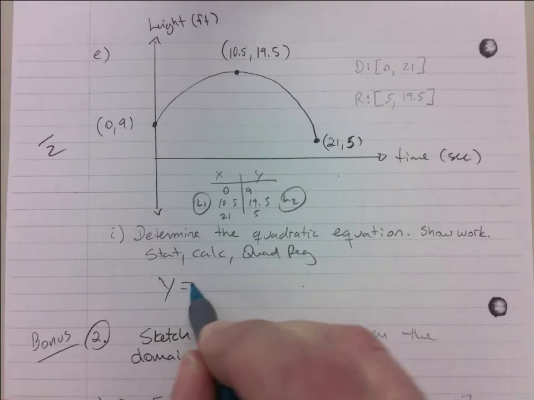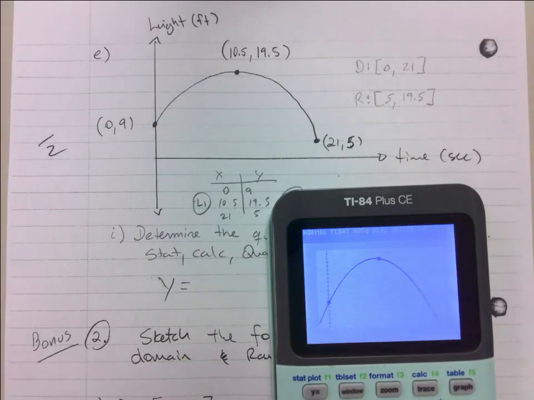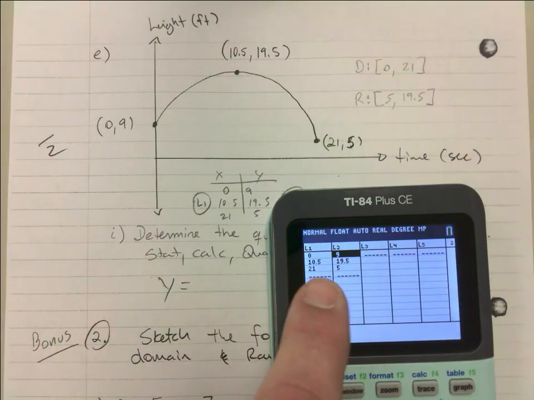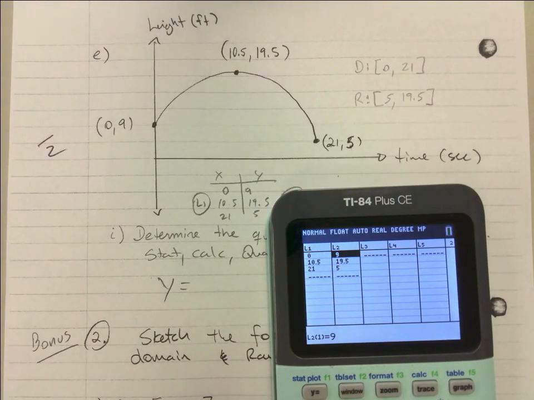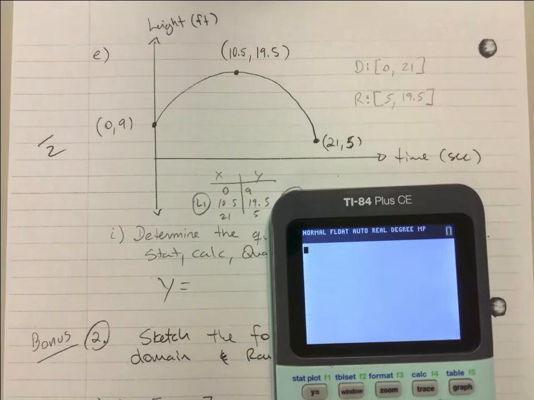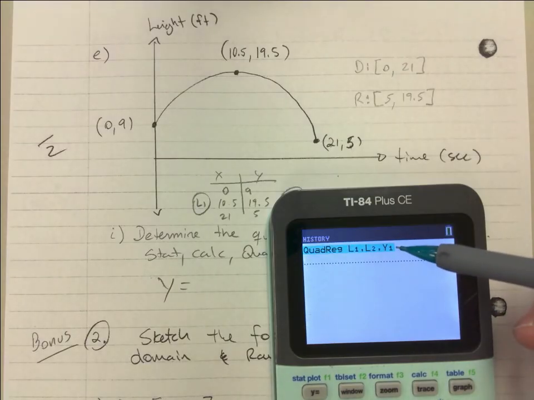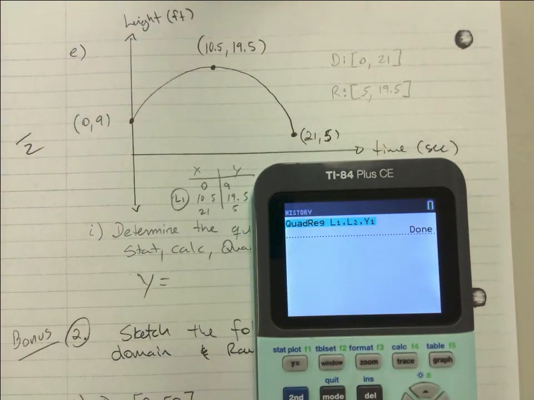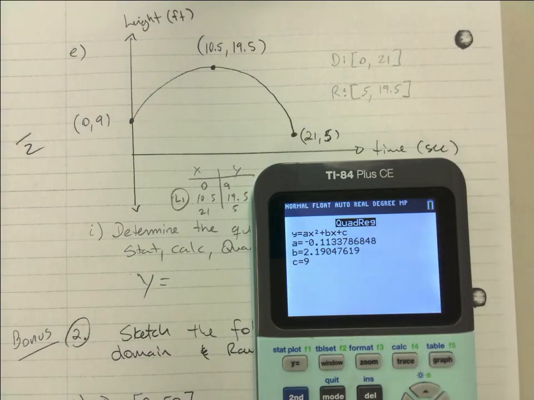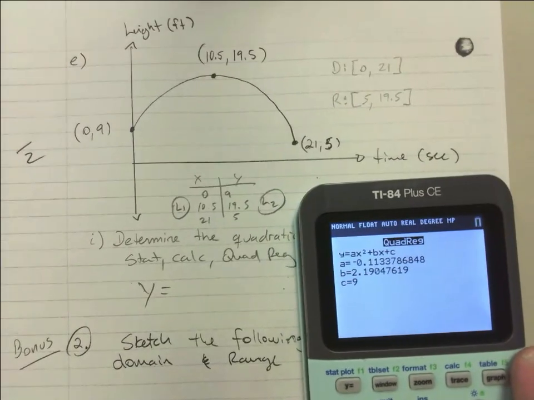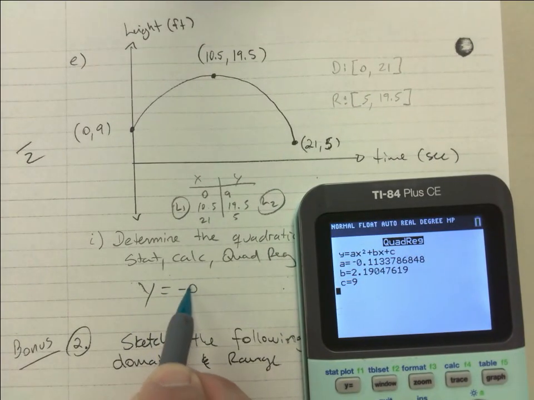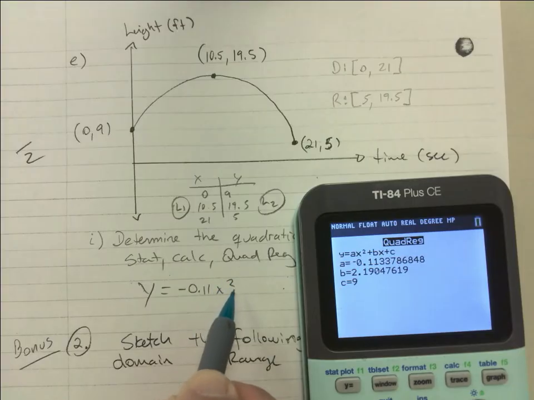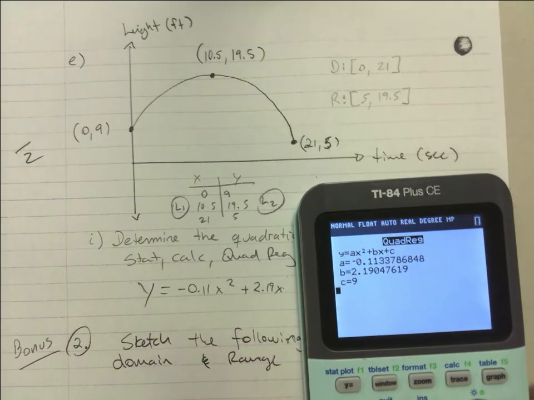So here we go. I already went ahead and entered this. So I went stat, edit. I entered those values. By the way, once you have this somewhere in your history, save yourselves the trouble of typing it in again. Just go look it up, copy, paste, run it again, and that's how you get your answer. It's much faster than having to retype everything. So this would be negative 0.11 x squared plus 2.19 x plus 9.